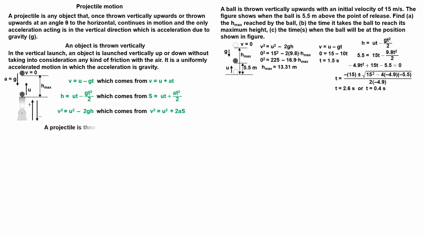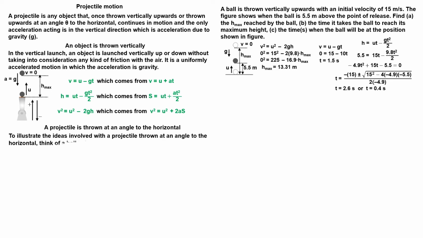A projectile is thrown at an angle to the horizontal. When an object is thrown obliquely near the Earth's surface, it moves along a parabola and is subject only to the force of gravity that produces the same downward acceleration on all objects. We make the assumption that air resistance has no effect on the object. To illustrate the ideas involved with a projectile thrown at an angle to the horizontal, think of a ball being projected with an initial velocity u at theta degrees to the ground, as illustrated below.